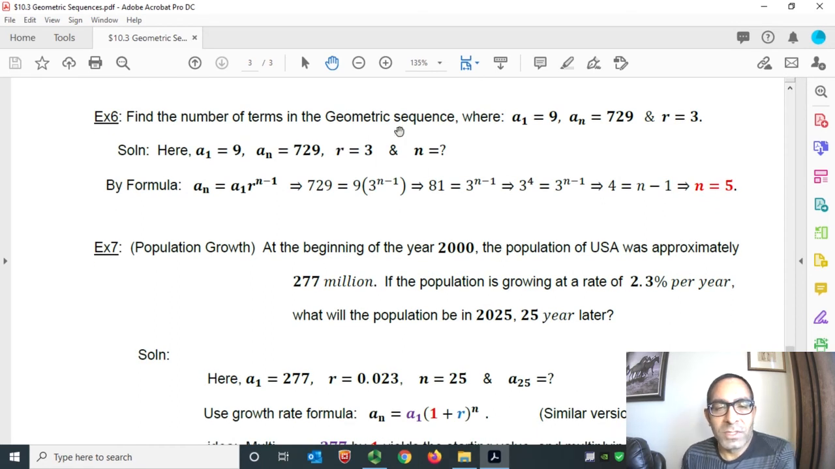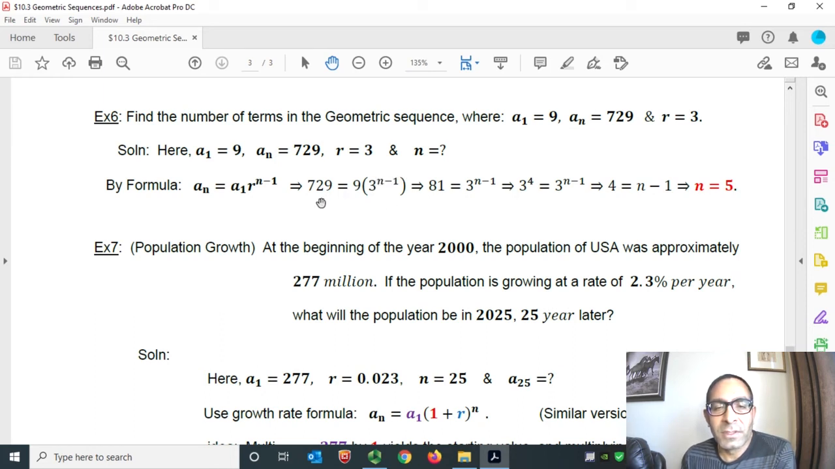Find the number of terms in a geometric sequence where the first term is 9, the nth term is 729, and the common ratio is 3. So let's begin the solution. Here, given the first term, nth term, and common ratio, we need to find the value of n. By the formula, an equals the first term times the common ratio raised to the power n minus 1. So an is 729, equals the first term 9 times the common ratio 3 raised to the power n minus 1. We don't know n, so let's keep it as it is.